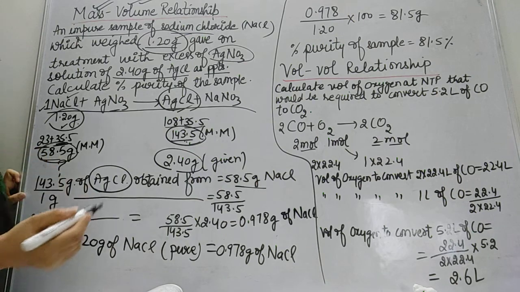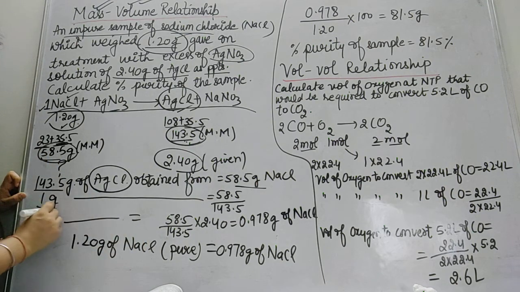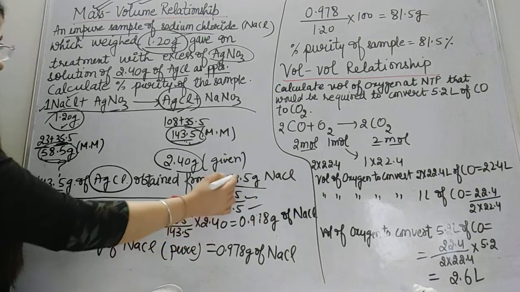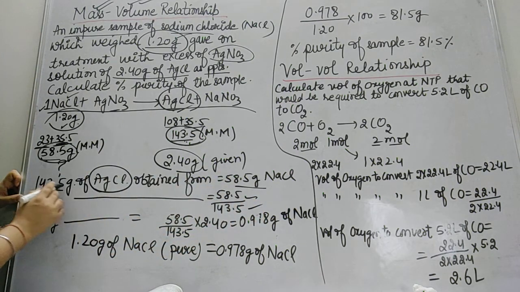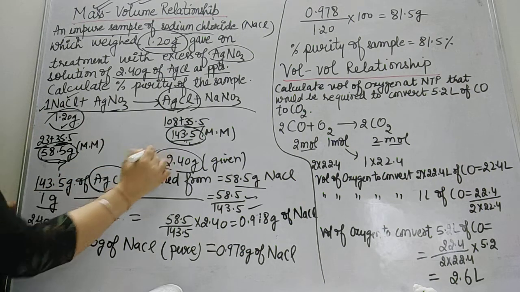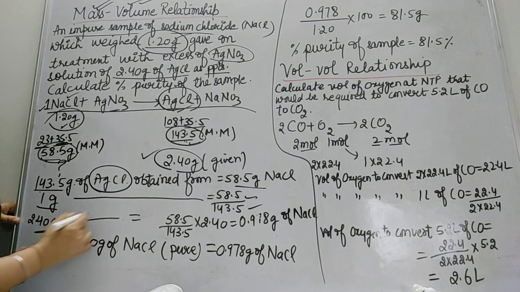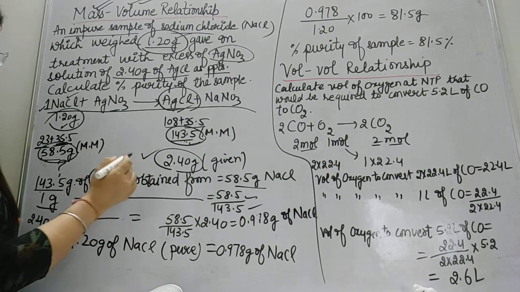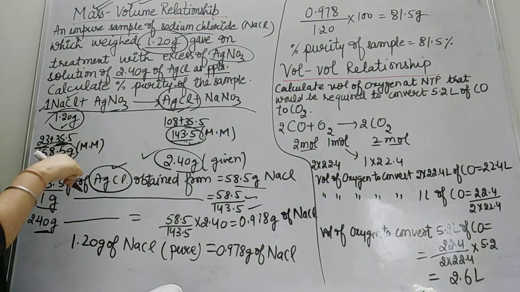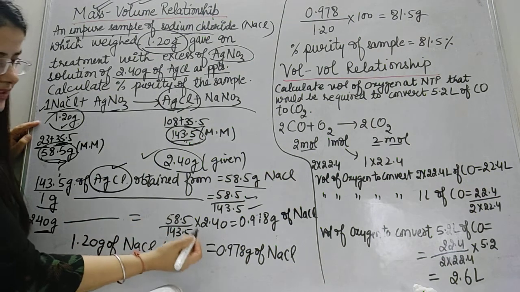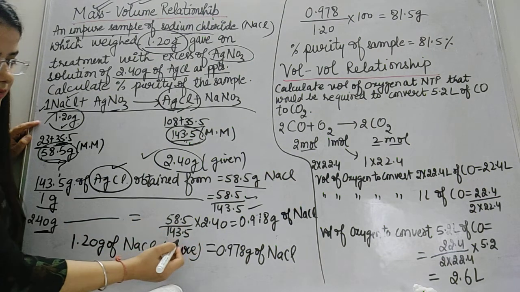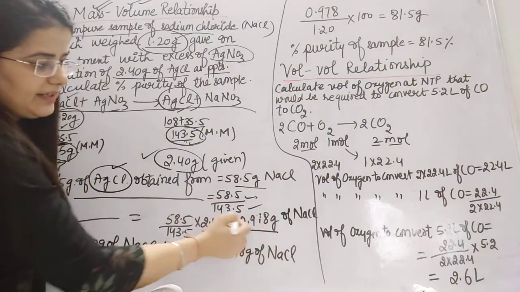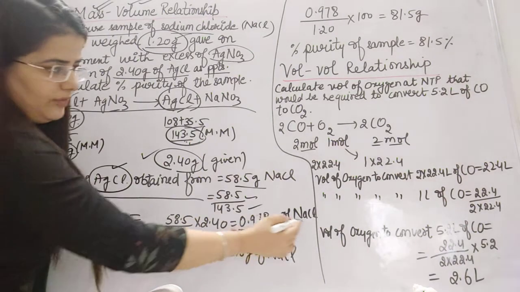So you use the unitary method here. You will say 1 gram of silver chloride is obtained from 58.5 divided by 143.5, and you need to calculate for 2.40 gram of silver chloride, how many grams of NaCl it will be obtained from. So just simply 58.5 divided by 143.5 multiplied by 2.40. When you solve it, you will get 0.978 gram of NaCl.